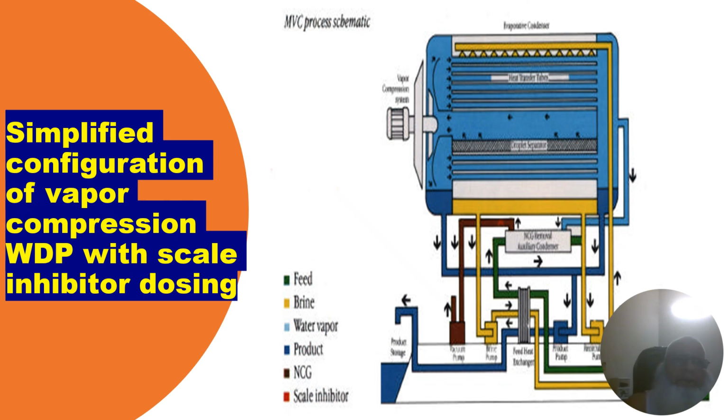This slide shows a simplified configuration of vapor compression water desalination plant with scale inhibitor dosing system. So again, this configuration is self-explanatory. You can read it how the feed enters and where the brine comes out and how the vapors flow right from the condensation and evaporation zones into the product water.